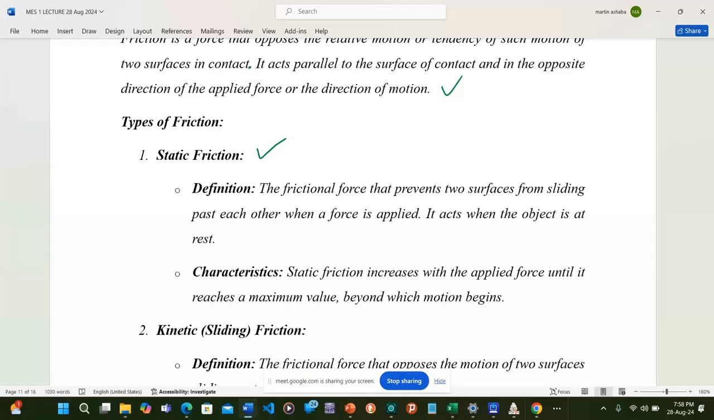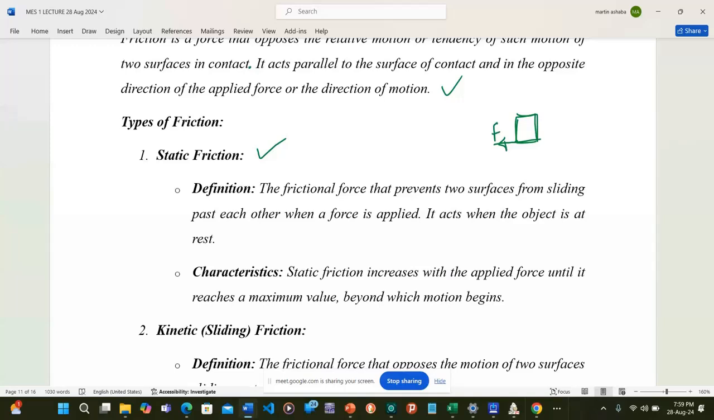And this is the frictional force that prevents two surfaces from sliding past each other when a force is applied. That's when the body or the object is at rest. So static frictional force prevents two surfaces from sliding past each other. You could have a body that is at rest. Okay? So there exists a frictional force F here.